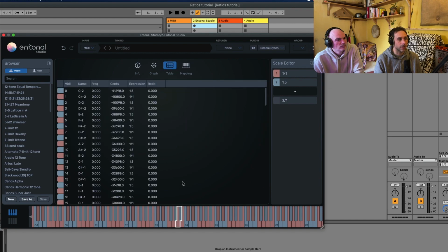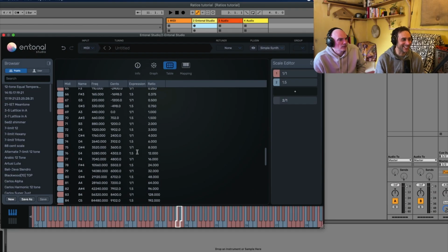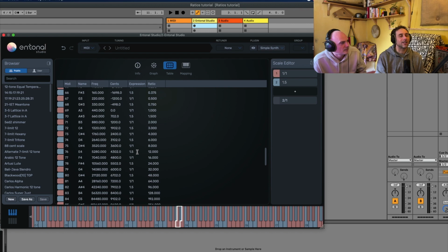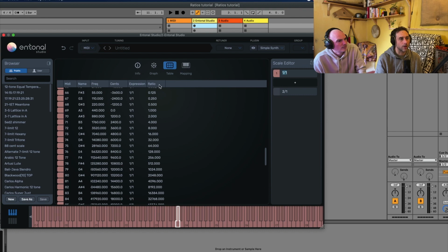So we've got a table here. Let's scroll to the starting point. A3, normally on a keyboard, middle C. So look, we're starting on A3, and we're going up and down from the A3. A is 440, so 440 is usually the concert A frequency. Let's remove this 1.5, go back to just 1.